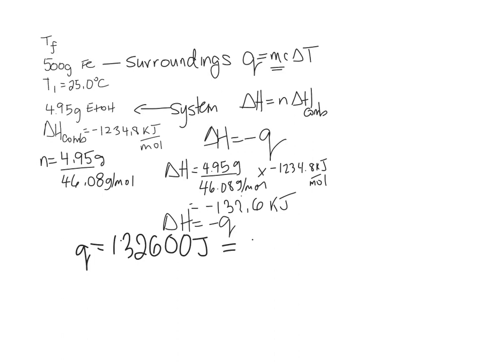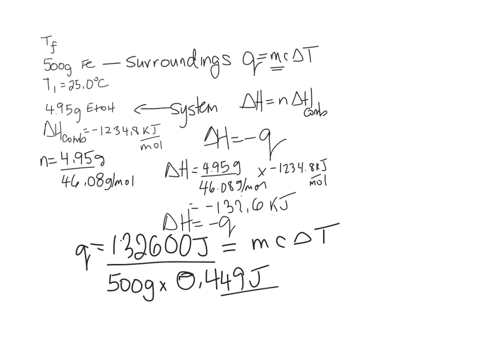We know that this is equal to mc delta T. So if I take this number and divide by the mass times the C value, good luck. Isn't it small? Like point something? 0.449. Now you can solve for delta T.